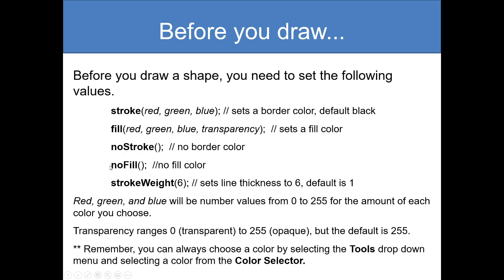noFill kind of makes sense. We have no fill color, which is different than giving this 0, 0, 0. The reason that's different is giving this 0, 0, 0 is going to make it white. It's not going to make it transparent unless you change this transparency. It's going to make it white, so it's going to be overlaying a white.